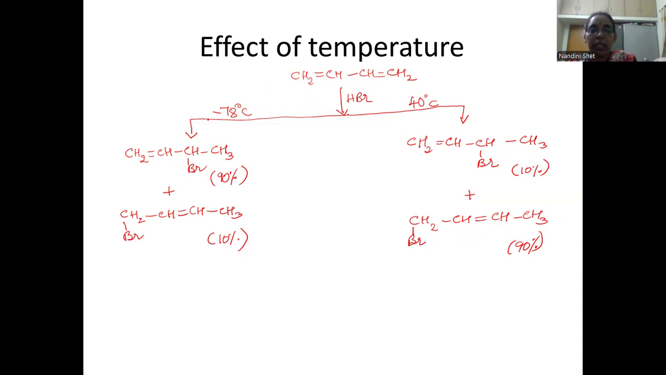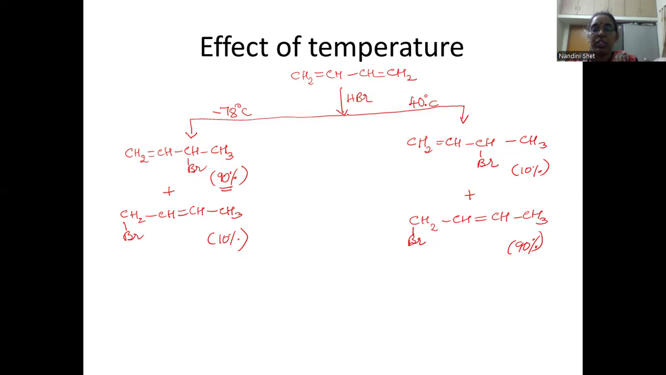The question arises, why is it so? It is found that when the temperature is very low, the reaction is controlled by the kinetics. Kinetic factors control the reaction, and at that time, the product which has got a transition state of lower energy of activation, that kind of product will be formed easily. So here at low temperature, it is seen that this 1,2 addition product has got lower energy of activation. So it is formed easily.